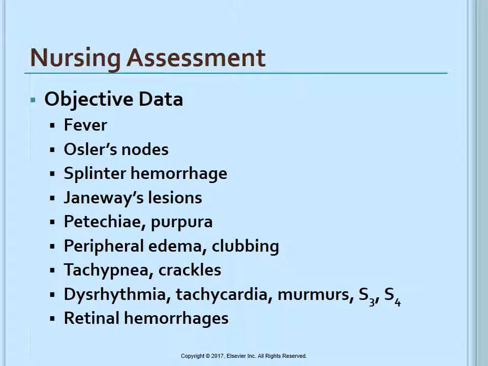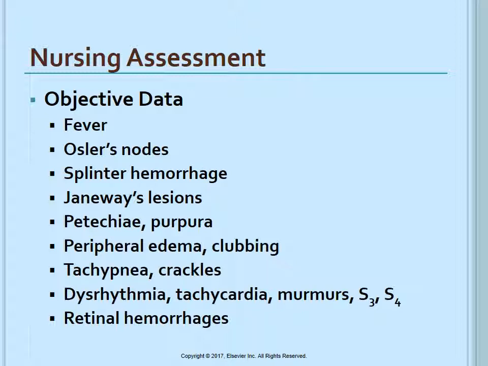Next, we're going to perform a focused physical assessment for the following clinical manifestations. So we want to look at, do they have a fever or not? We're going to look on their skin for Osler's nodes on the extremities, splinter hemorrhages under the nail beds, Janeway's lesions on the palms and the soles, petechiae on the skin. Mucous membranes we'll look at, the conjunctiva, purpura, peripheral edema, and finger clubbing.